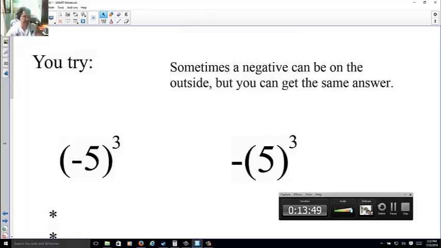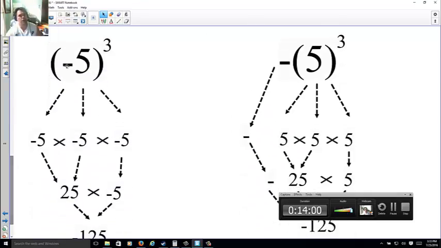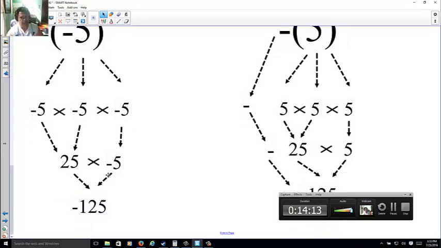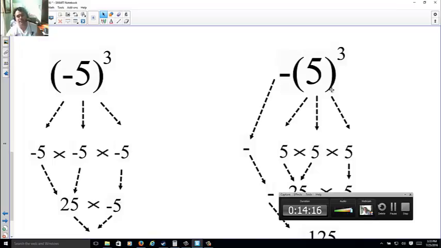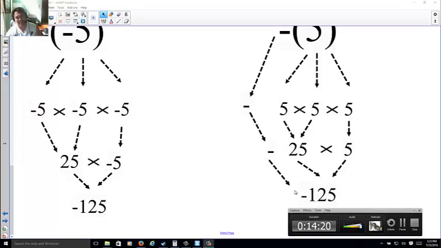You try, skip it. You know it. Although, actually, wait. No, let's not do that. Actually, we will try. Because (-5) cubed and -5 cubed. Interesting thing happens here. Notice that the -5, yeah, there's 3 -5s, but if you remember, an odd number of negatives will remain a negative number. Why? Because 2 negatives make a positive, but then you have a positive and a negative, and that's going to make it negative. -125. And here, 5 times 5 times 5 is 125. The negative waits and still makes it a -125.